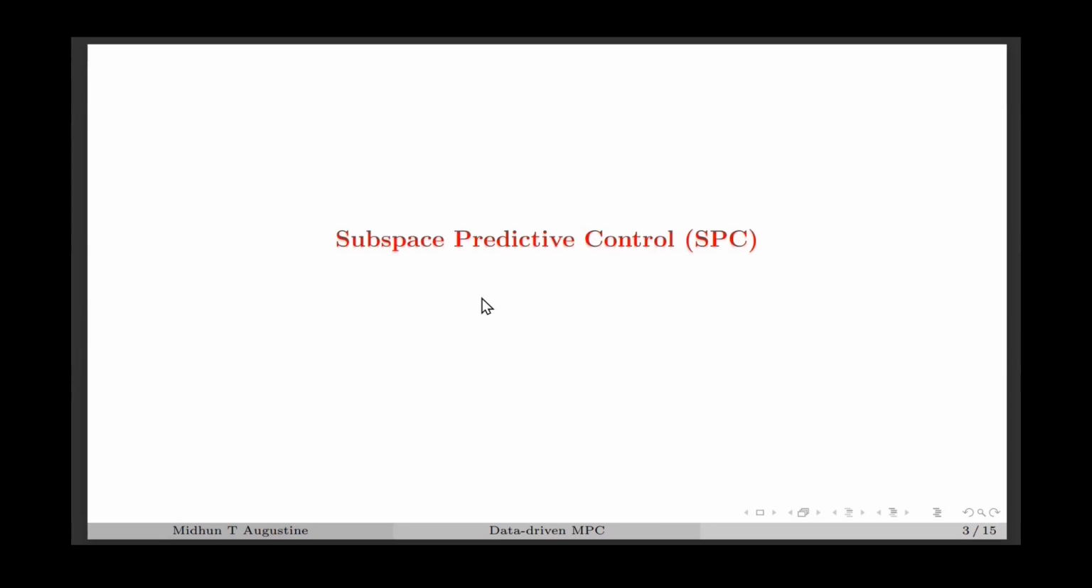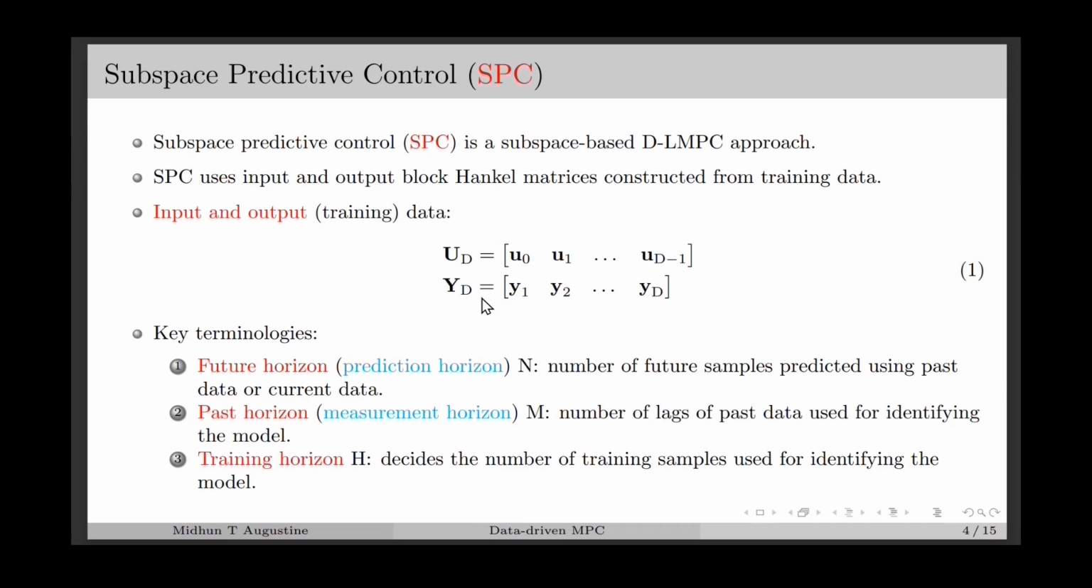As the name indicates, subspace predictive control or SPC is a subspace-based data-driven MPC approach. SPC uses the input and output block Hankel matrices constructed from the training data to identify the parameters which will be used to define the model-based constraints.